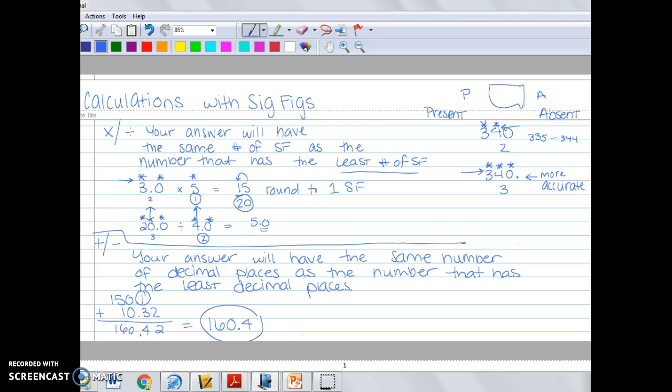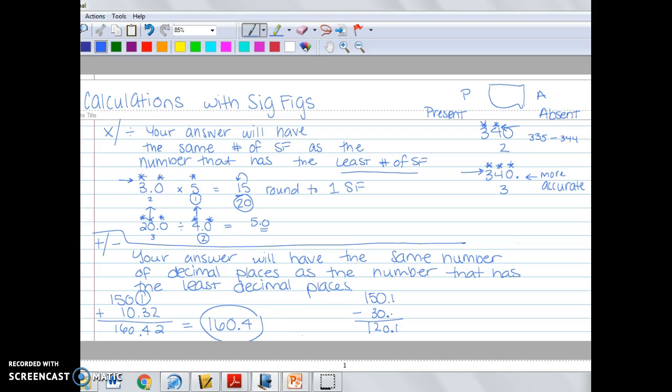Another example. Let's say I have 150.1 minus 30. Now this number does not have a decimal, so I'm going to actually add one here. So I know normally 1 minus 0 is 1. 0 minus 0 is 0. 5 minus 3 is 2. And 1 minus 0 is 1. So my answer out of a calculator would be 120.1.